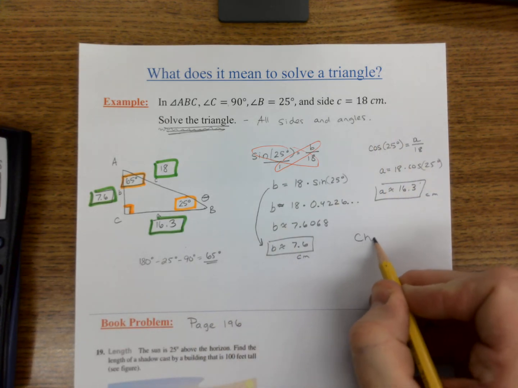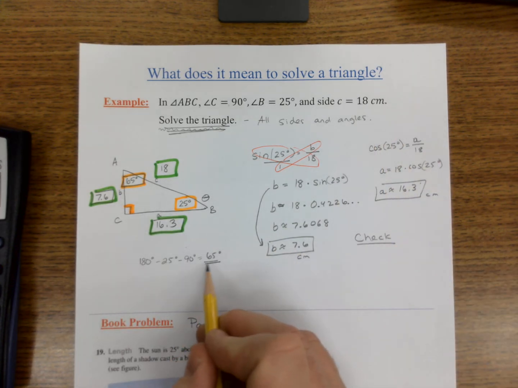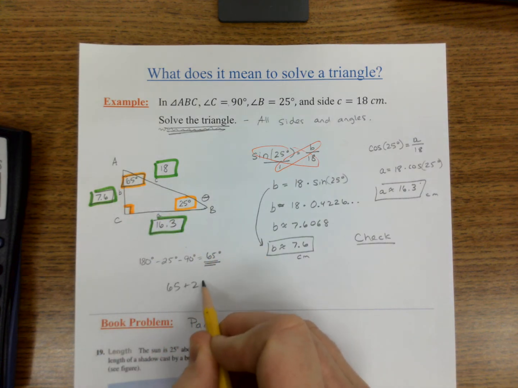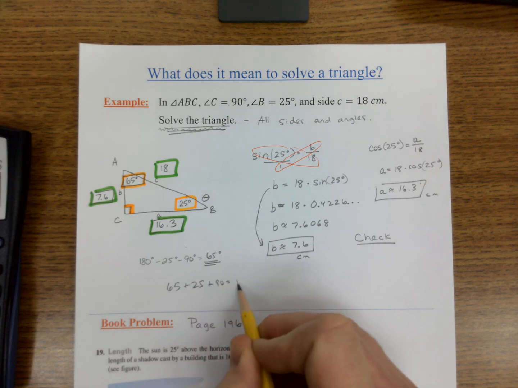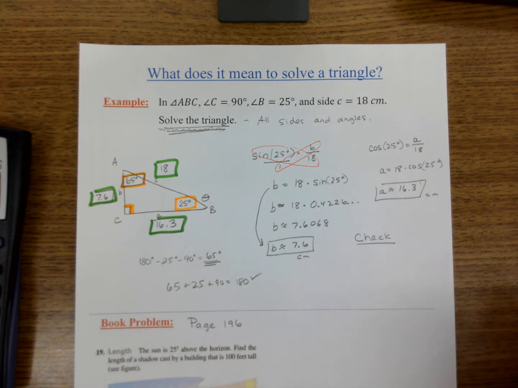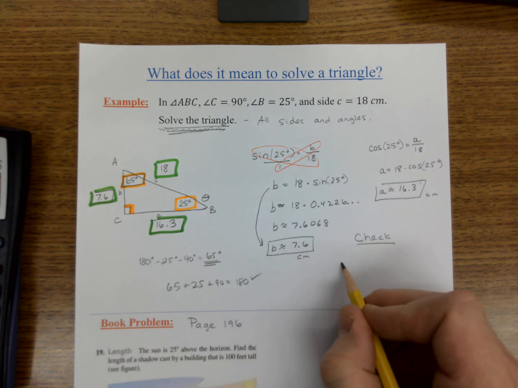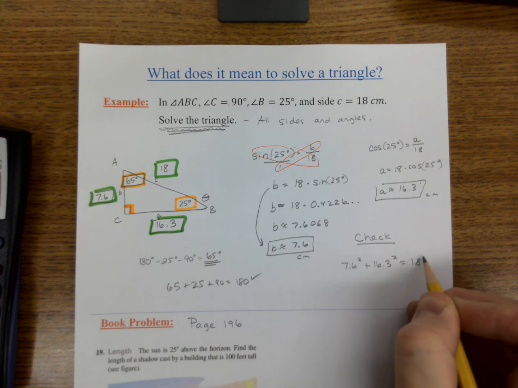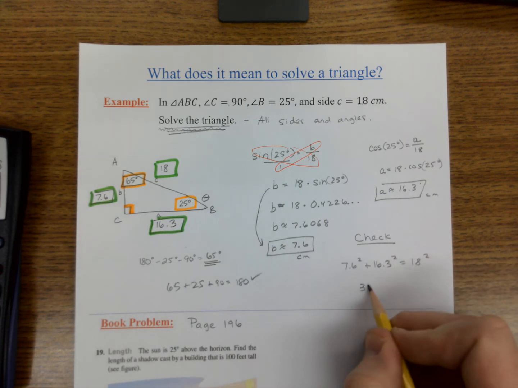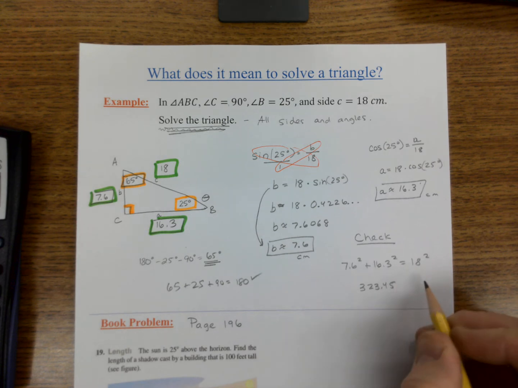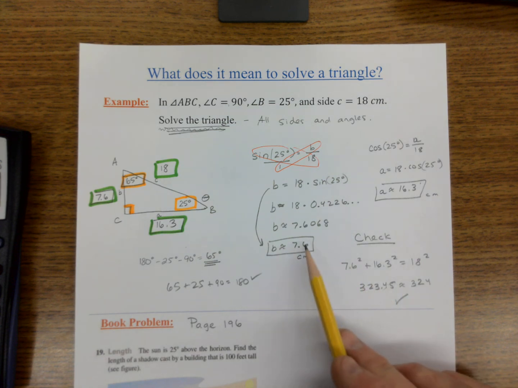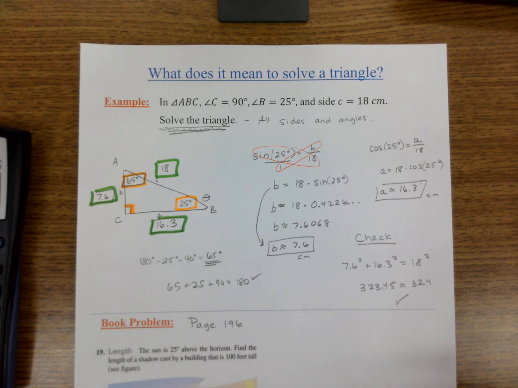Two ways to check it. Number 1, do this check over here. Make sure that they add up to 180 degrees. 65 plus 25 plus 90 definitely equals 180 degrees. And check the sides. A squared plus B squared equals C squared. I did the math earlier. This side comes out to be 323.45, and this one comes out to be 324. Those are very close, just off by some rounding because we rounded here and here.